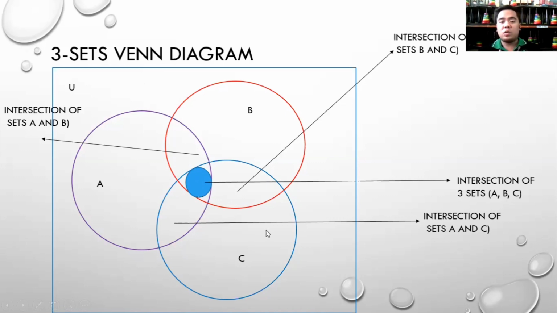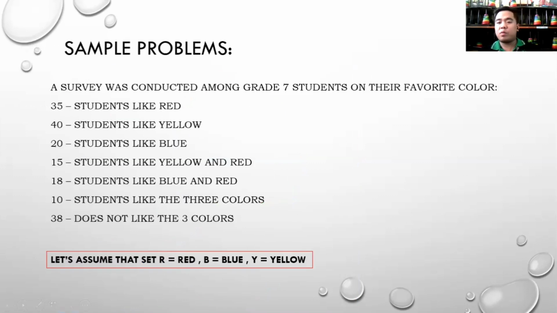Saan natin gagamitin ito? So, for example, ito yung mga sample na problema kung saan magagamit natin ang sets. Magagamit natin ang Venn diagram para mas ma-visualize natin, kasi mahirap intindihin ang problema pag hindi na-visualize. Hindi yan mahirap pag na-visualize natin. So, ganyan sa mathematics. The more that you can visualize the problem, the more that it will be easier for you to understand what is the problem.